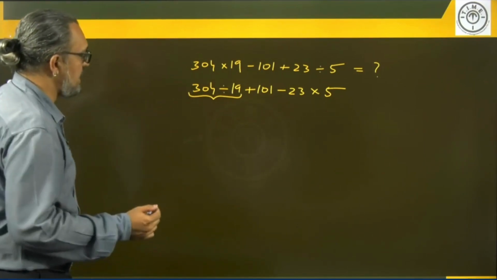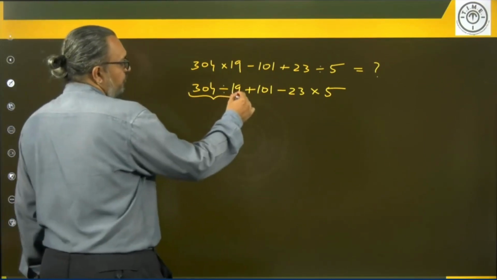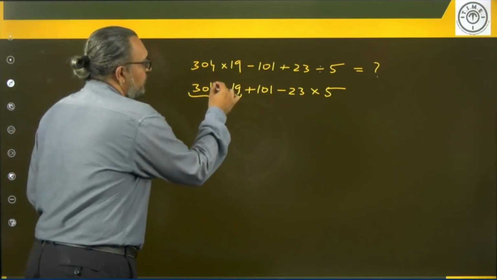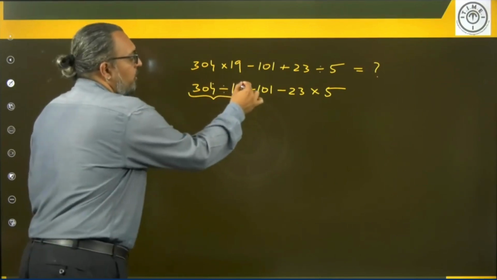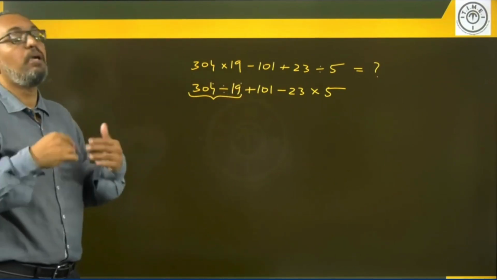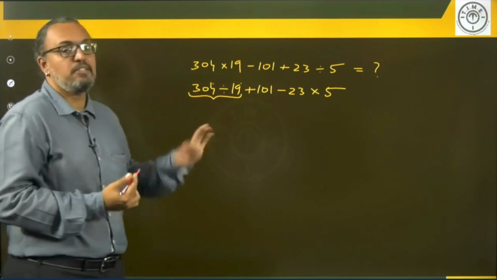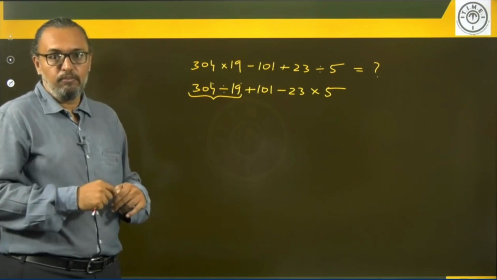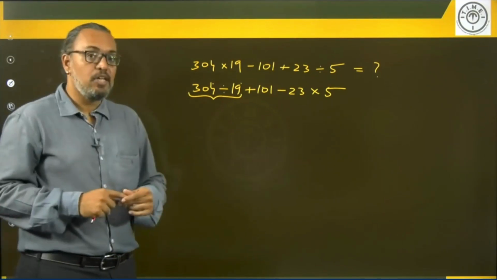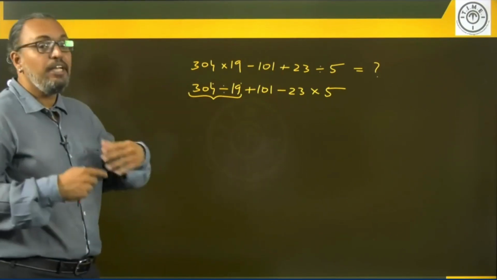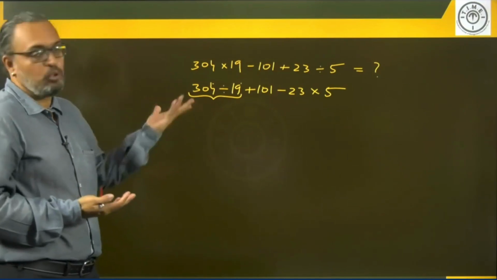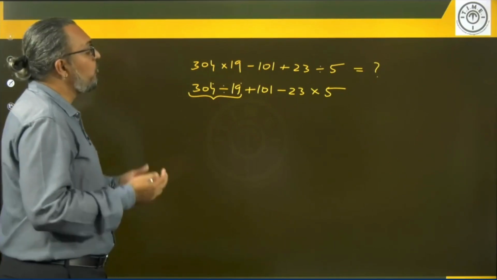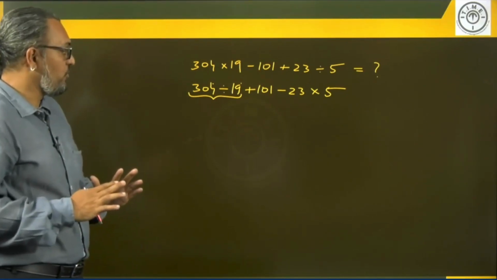304 divided by 19. Look at the units digit: here the units digit is 4 and here the units digit is 9. So 9 multiplied by how much will give you 4 as the units digit? 9 into 6 is 54, but 19 into 6 is how much? 20 into 6 itself is 120, so obviously you are not going to get 304. So what about 19 into 16? That is what we need to look into.